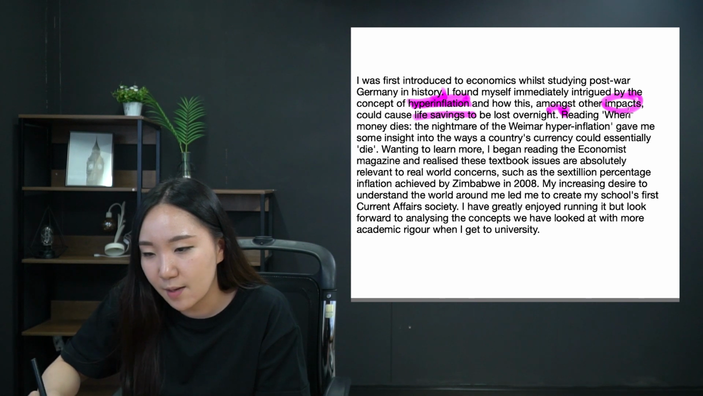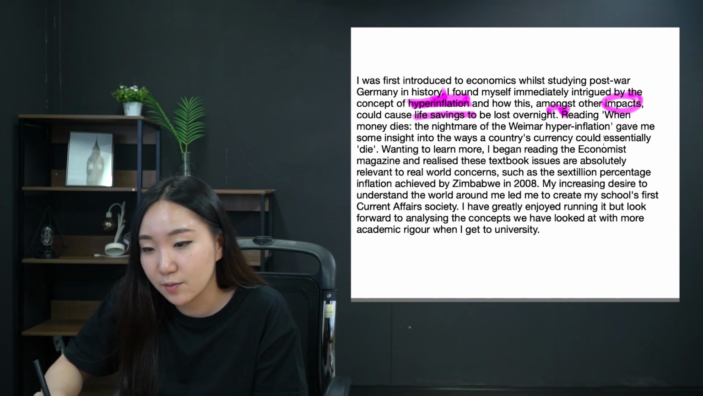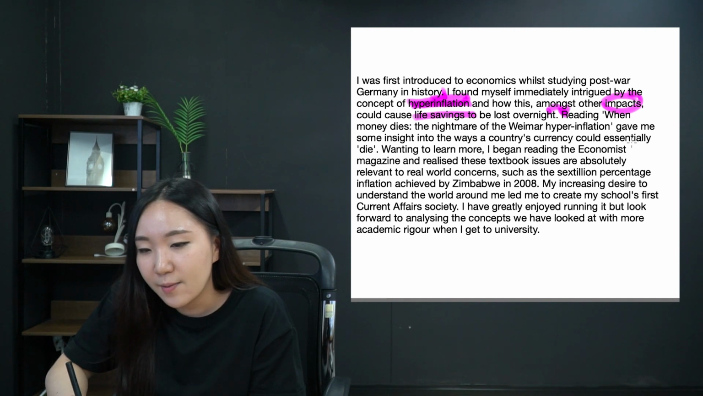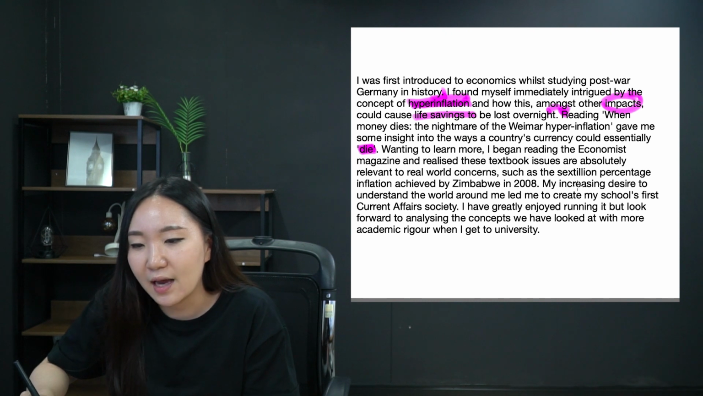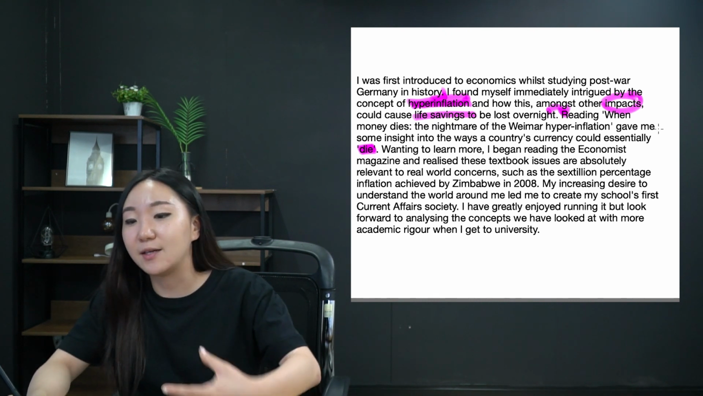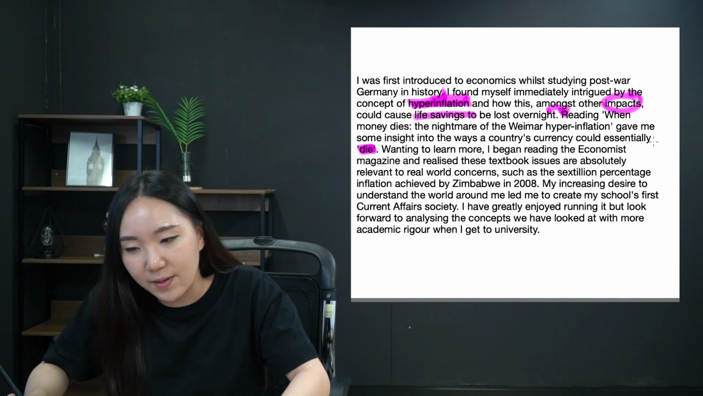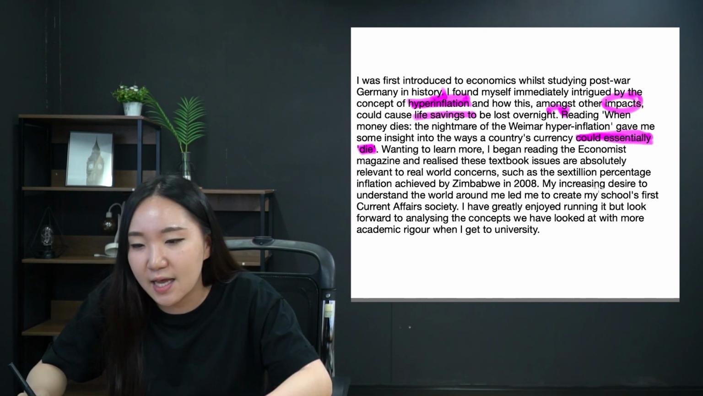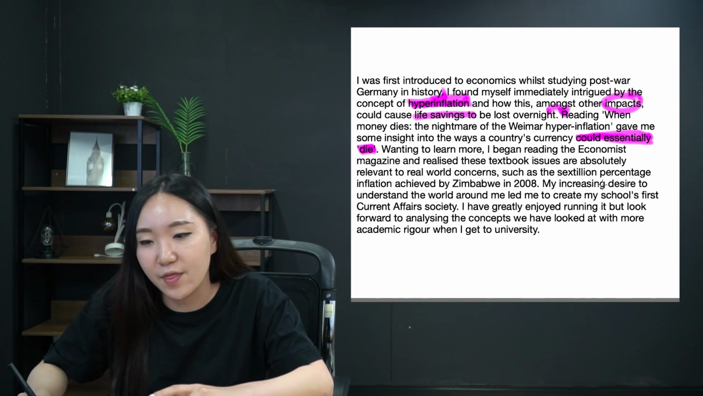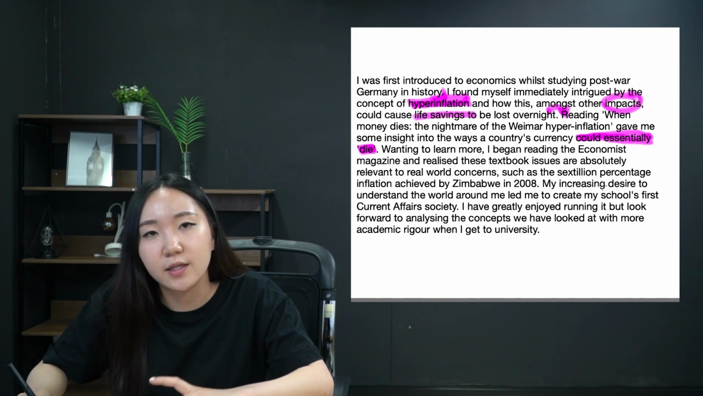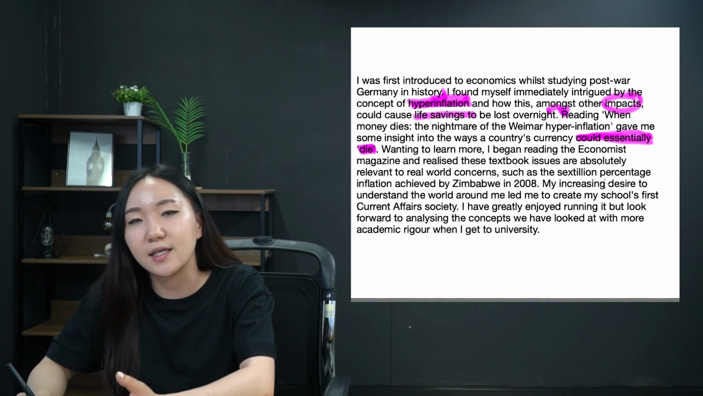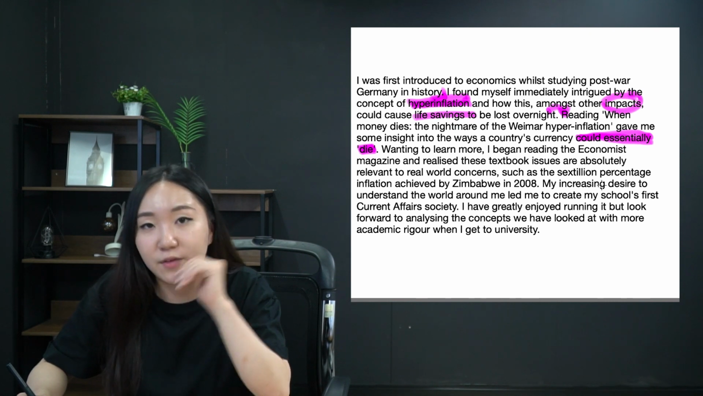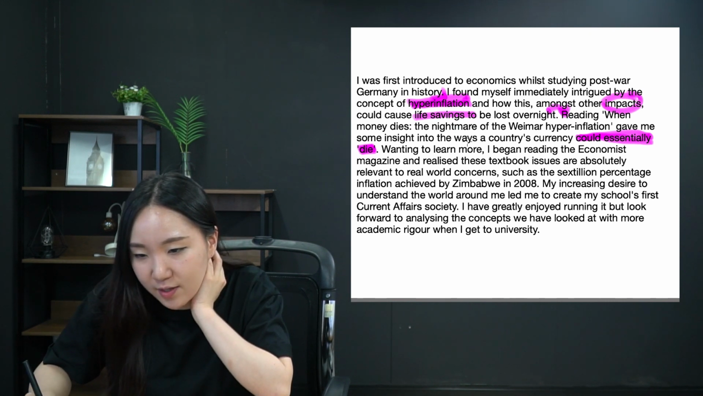Reading When Money Dies, The Nightmare of Weimar Hyperinflation gave me some insight into the way a country's currency could essentially die. That's not exactly a technical term, right? Dying currency. I do wish I had explained it using the terminology, or actually explained the mechanism there. I wouldn't use that language today. I think it would be much better to replace that with terminology that you recognise from A-level, or if you haven't done it at that point, then use terminology that university tutors would be familiar with.